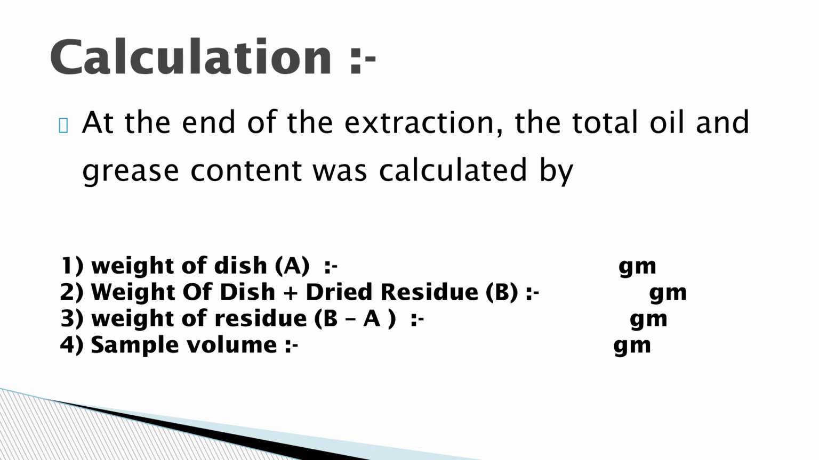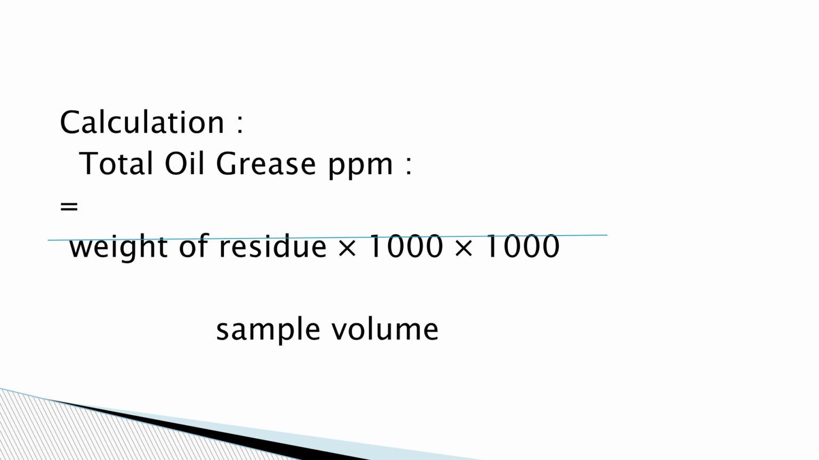The total oil and grease content is calculated by determining the weight of the dish, the combined weight of the dish and dried residue, and the weight of the residue. These values, along with the sample volume, are used in the final calculation. The total oil and grease in parts per million, or ppm, is calculated using this formula: the weight of residue times 1,000 times 1,000 divided by the sample volume.